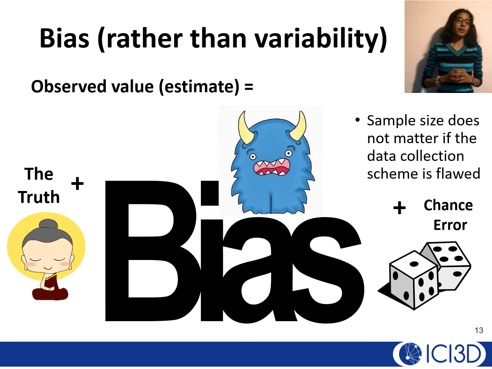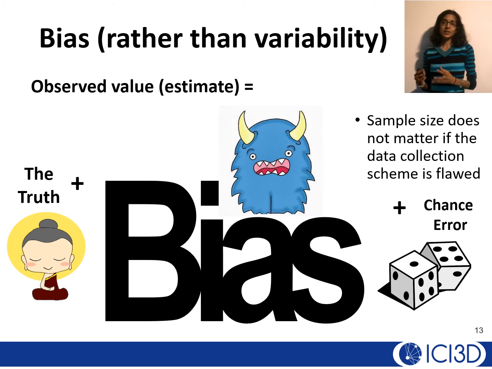What went wrong here is that there was a large amount of bias. So whenever we estimate something, we can think of the observed value as consisting of three components: the truth that we'd like to know, bias, which is your systematic error, and then chance error, or statistical variability, which might come from, say, only observing a sample of the population that's actually of interest.